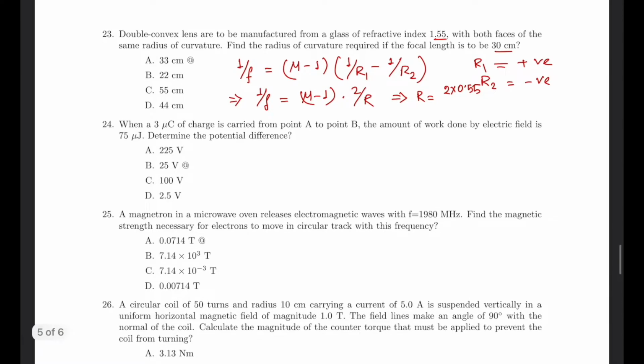divided into 30. So the answer is 33 centimeters.